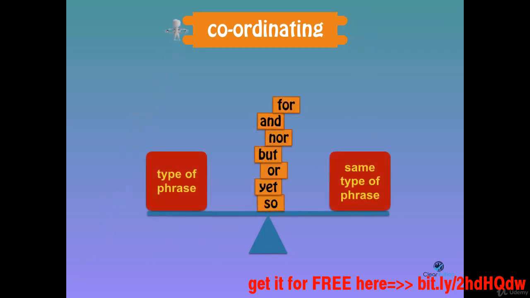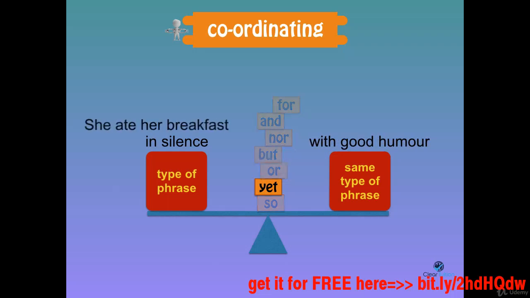You can also use coordinating conjunctions to connect matching phrases, such as noun phrases, prepositional phrases, or adverbial phrases. Here are 2 adverbial phrases as examples: in silence and with good humour. The whole sentence might be, she ate her breakfast in silence, yet with good humour.